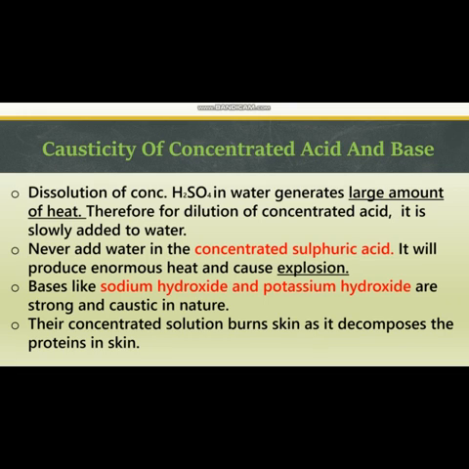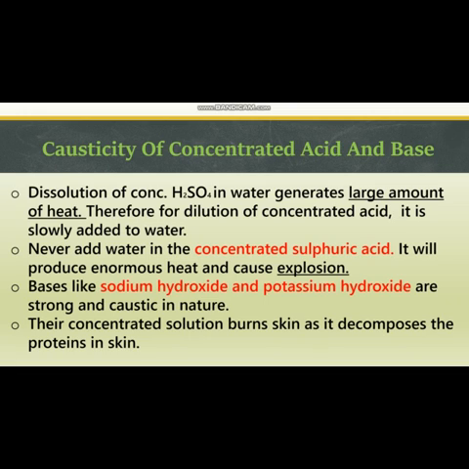Okay, understood how we make this in the laboratory. Never add water in the concentrated sulfuric acid. Never, never add. It will produce enormous heat and can cause explosion. Very important point. Never add water directly in any concentrated form of acid.